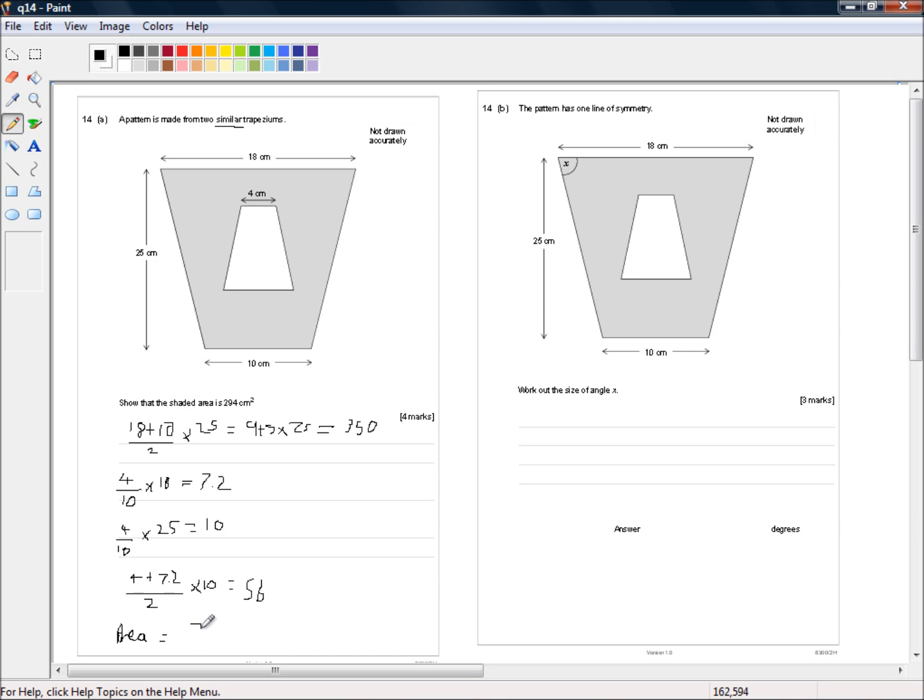Okay, so our area equals 350 centimetres squared minus 56 centimetres squared. 350 minus 50 is 300, 300 minus 6 is 294.